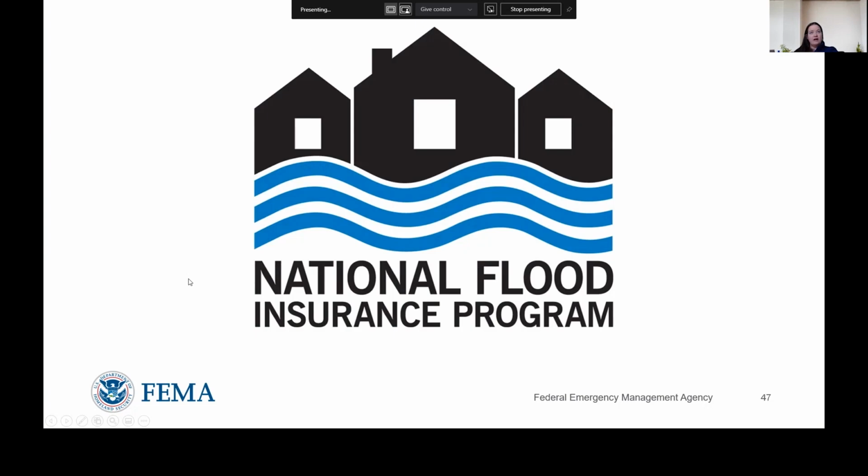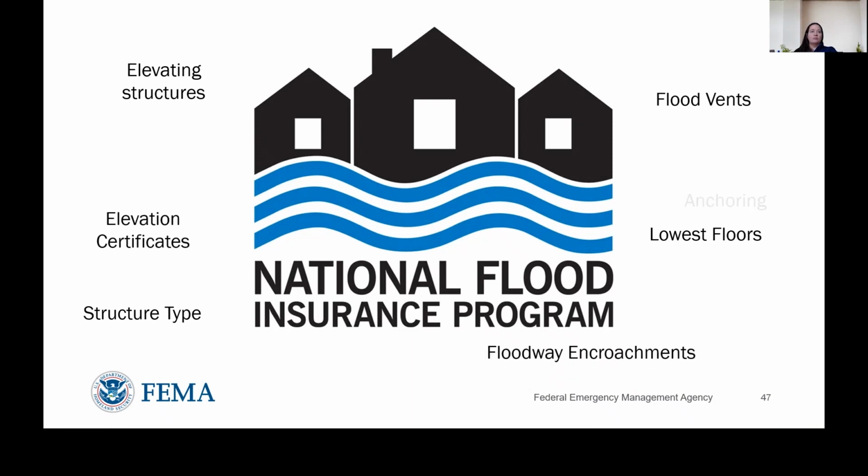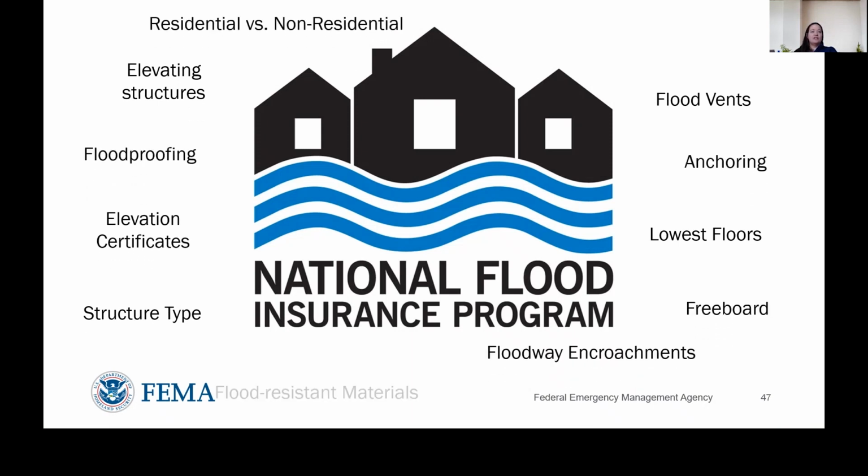So here we have the logo for the National Flood Insurance Program. Most of us are aware of it, and I use it here just because I think it's such a great indication, a great depiction of where the focus and emphasis has been with traditional floodplain management. The things that we are familiar with managing at the local level are things like elevating structures, making sure that lowest floors are properly vented, elevation certificates and whatnot.